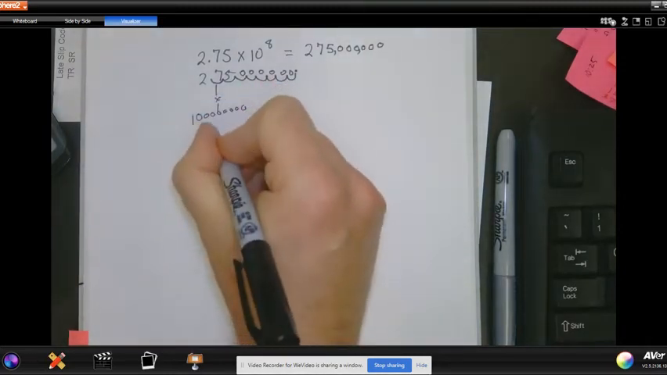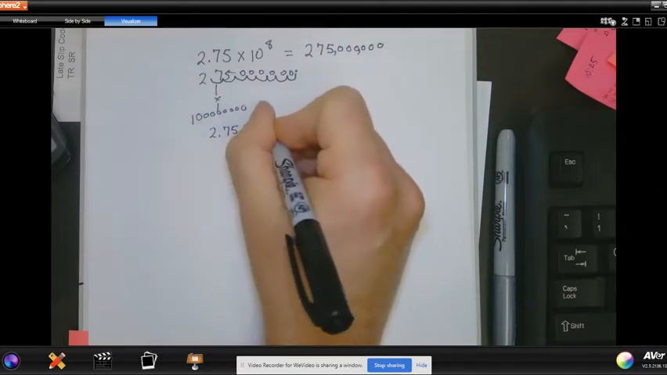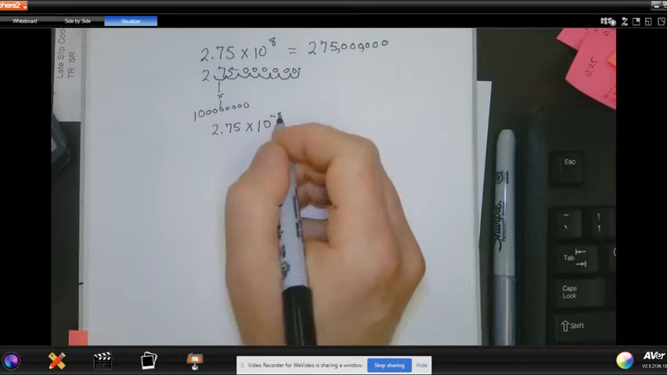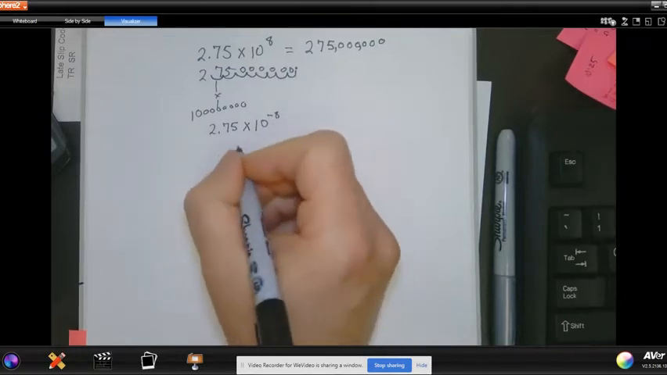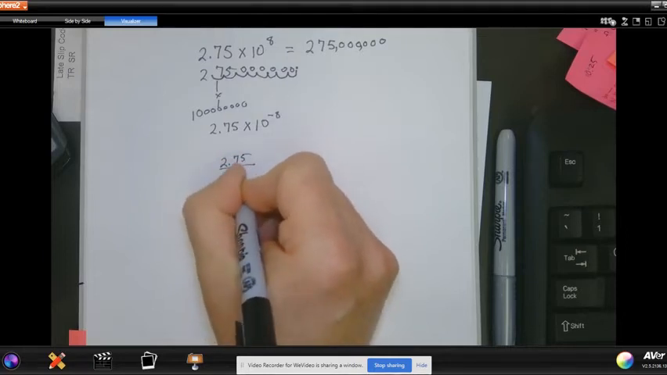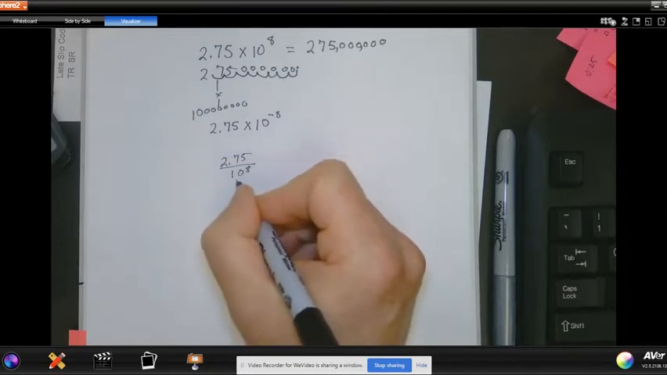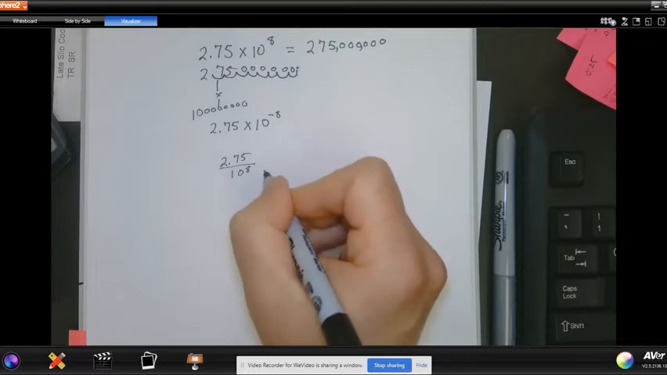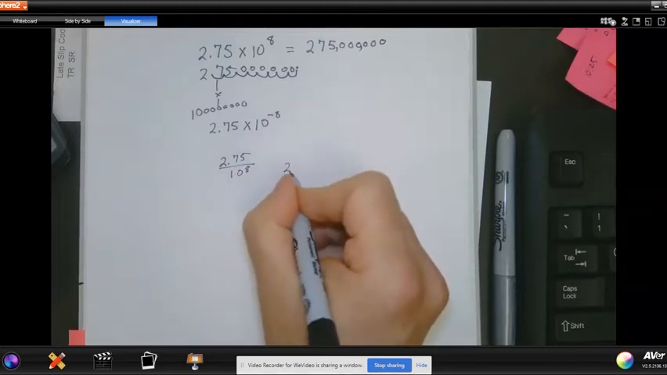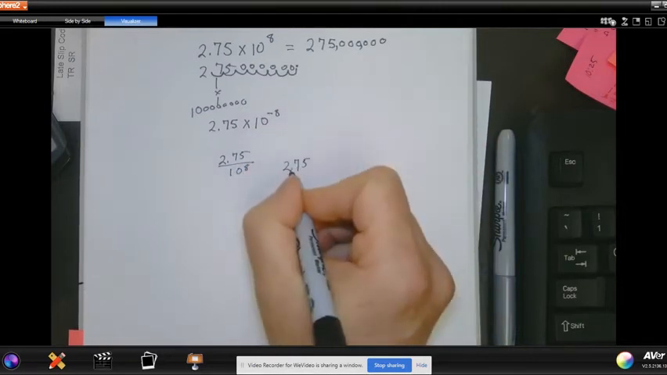Conversely, if I have 2.75 and I multiply it times something that says 10 to the negative 8, well, it's the same thing, except that the negative 8 means it really should be written as 2.75 divided by 10 to the 8th, which means we're dividing this time, not multiplying. Same thing, 10 with that many zeros behind it, which really makes life simple for us, because if we say 2.75 and we're dividing by 10 to the 8th, that means we're going to move the decimal point.